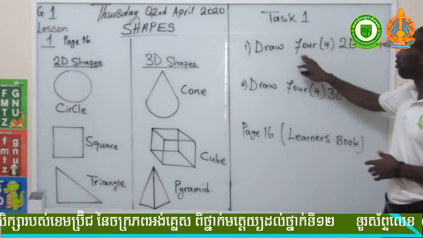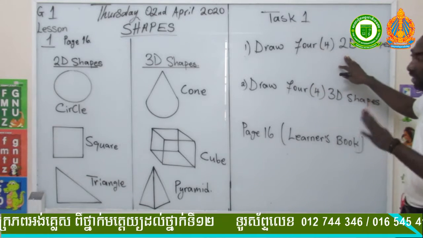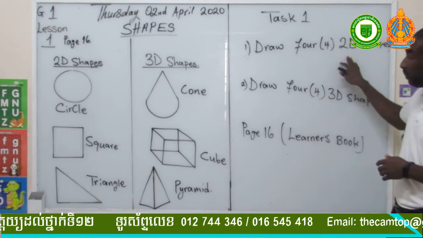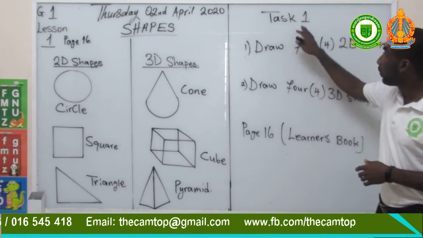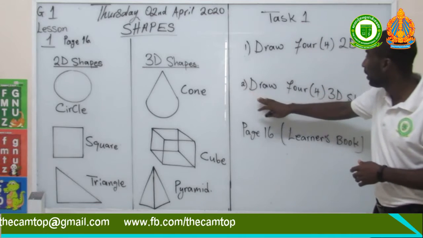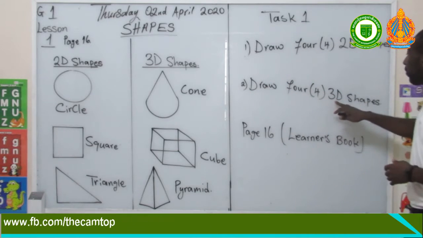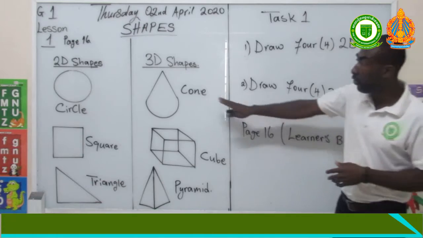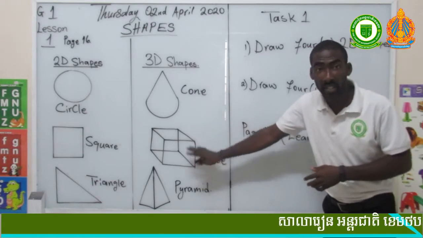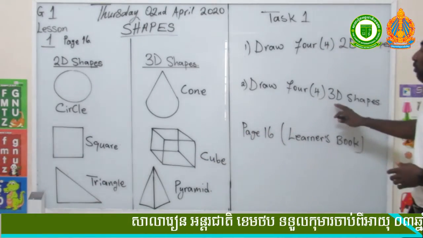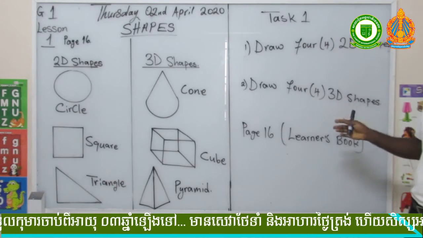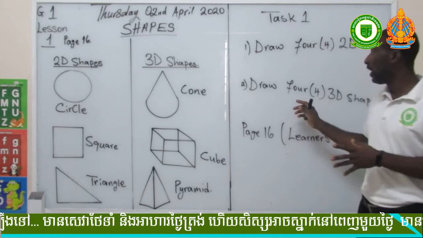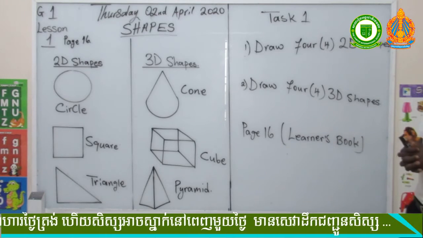So you are going to draw 4 different 2D shapes. And then again, your task 2, within the same task 1, the next question, you have to draw 4 3D shapes. So already we have 3 shapes here, and you are supposed to find the 4th one and then you draw it.